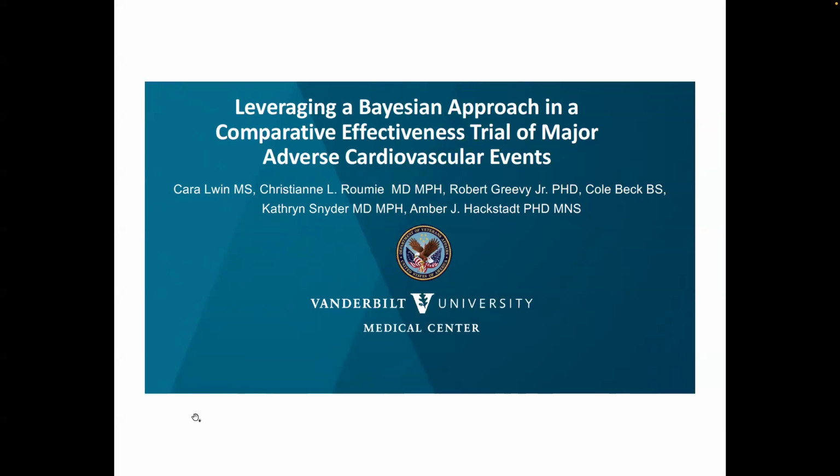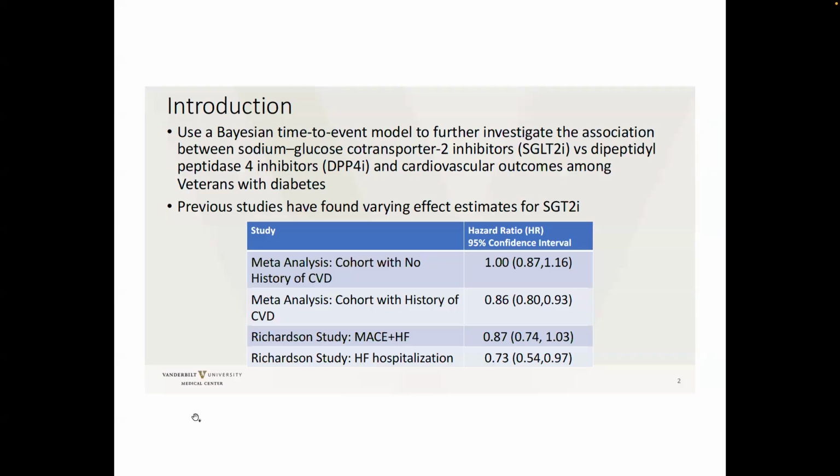This is a video abstract for the manuscript shown here. In the study, we use a Bayesian time-to-event model to further investigate the association between the diabetes drug SGLT2 versus DPP4 and cardiovascular outcomes among veterans with diabetes. The motivation for using a Bayesian approach is that previous studies have found varying effect estimates for SGLT2.